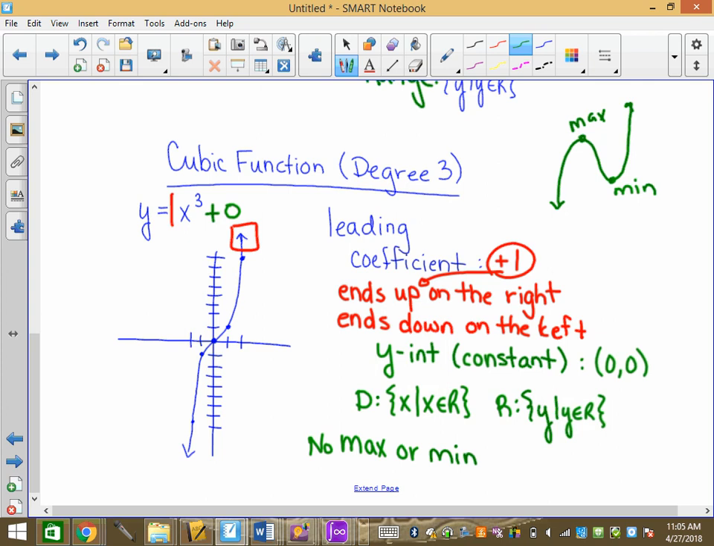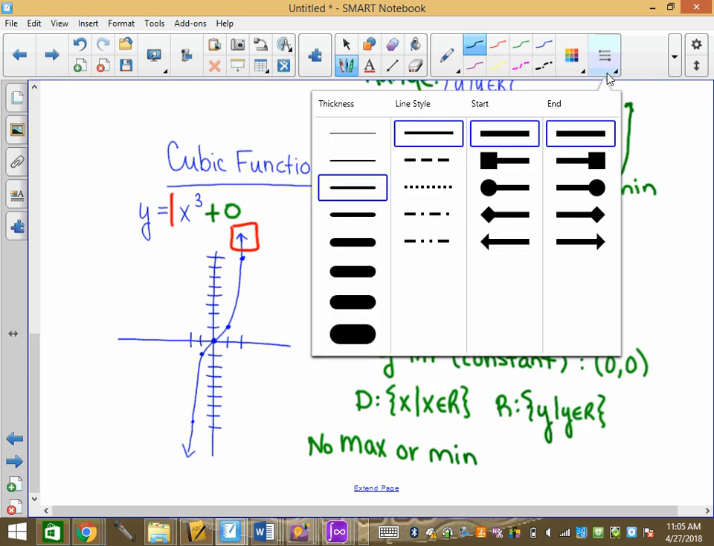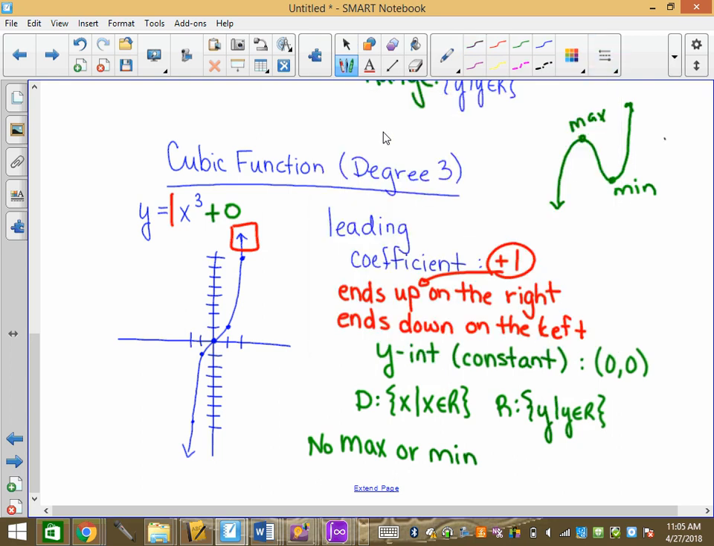When it does this weird little S shape through it, this is neither a max nor a min. This is called a point of inflection. It's where the graph inflects. It switches direction. But it does not make itself a max or a min. Just a point of inflection. Okay?